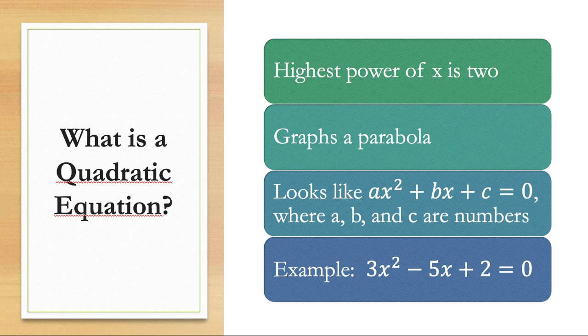So the format of a quadratic equation is going to be ax squared plus bx plus c is equal to 0, and you're going to have numbers in place of the a, b, and c. For example, you might have 3x squared minus 5x plus 2 is equal to 0. So note that your a, b, and c can be positive numbers or negative numbers. It can be decimals or fractions, just as long as you have values to plug in for a, b, and c.